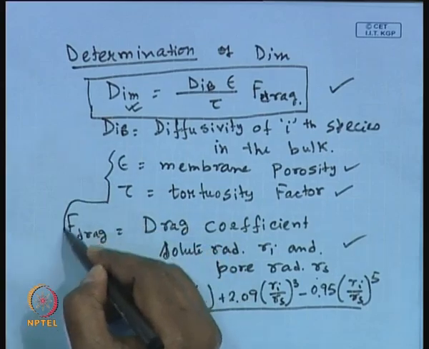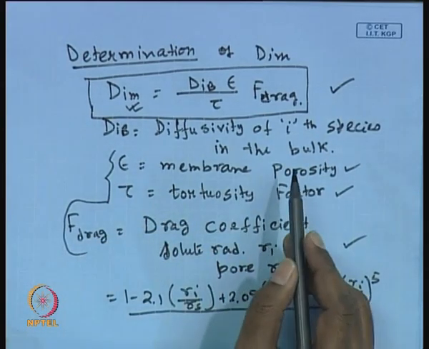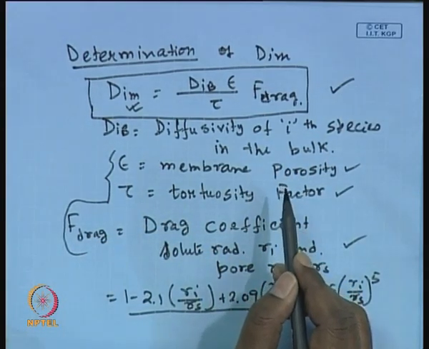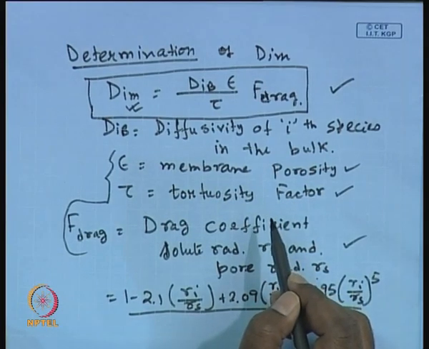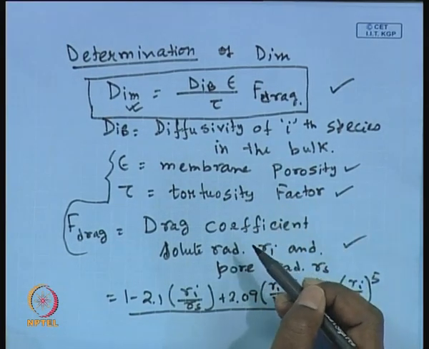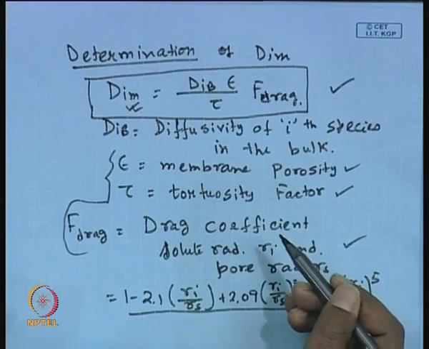On the other hand, the parameters involved in the calculation of the diffusivity through the membrane phase are complicated and difficult. So, in order to avoid that, what one can do is conduct a separate set of experiments, like how we determine the permeability, how we determine the real retention of the solute. Exactly the same way we can conduct the batch dialysis experiment, and by looking into the concentration profile, one can estimate the value of DIM, that we will see later on.